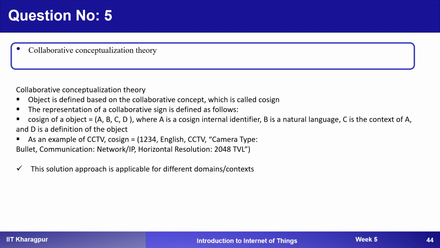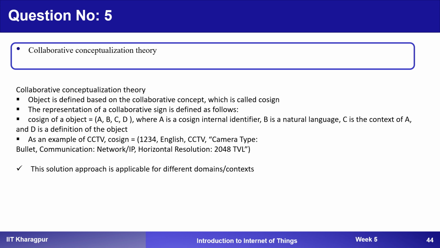So a cosine of an object is defined by using four attributes A, B, C, D. Basically, A refers to a sign internal identifier, B is the natural language, C is the context of the A, and D is the definition of the object.